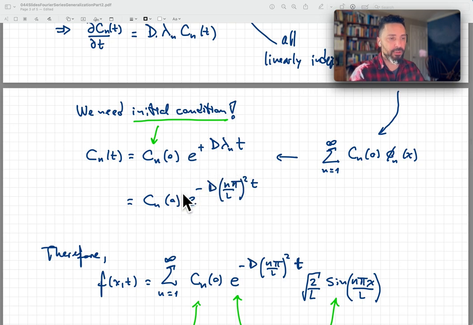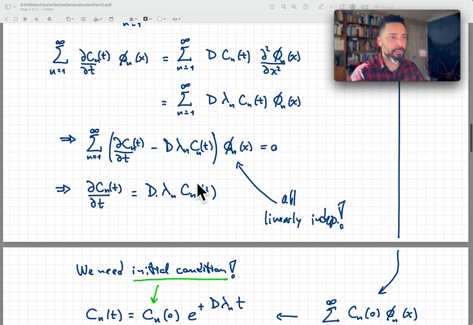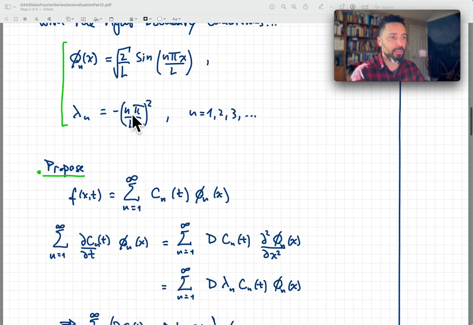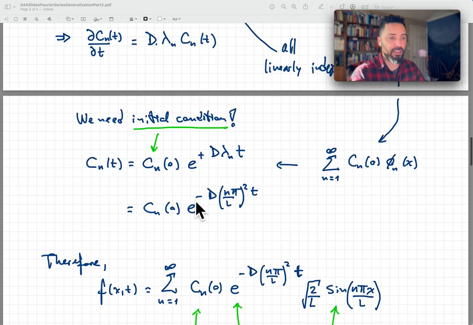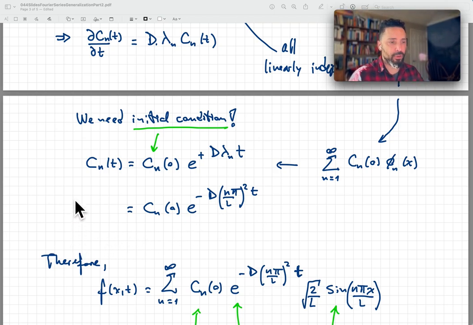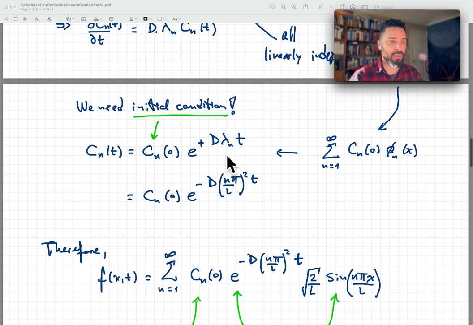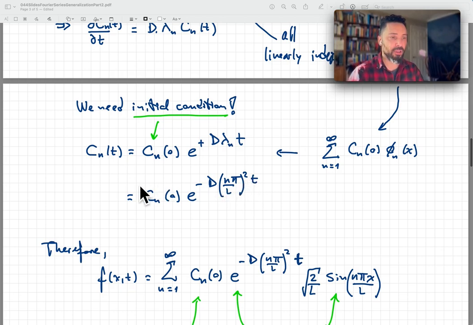The result then is that once you insert the lambda n as minus n pi over L squared, then you have correctly a decaying exponential as a function of time. You wouldn't expect a solution where the exponential blows up, so it makes sense that these eigenvalues are purely negative, and so these lambda n's then have this sign and this n pi over L quantity squared times time, and that's the solution then for a time-dependent piece.